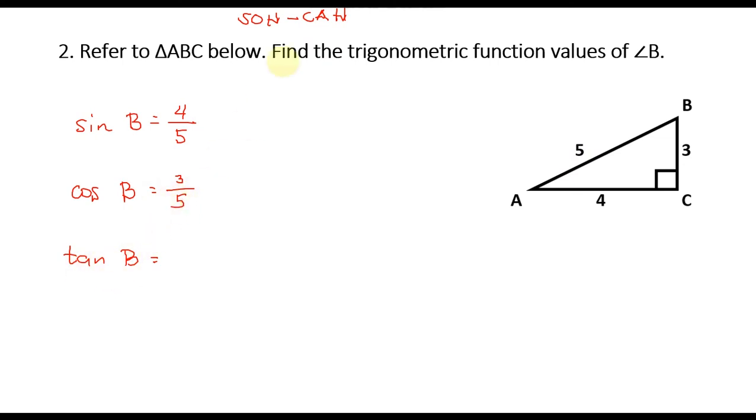Tangent B. For the last trigonometric function, we have TOA. Tangent equals opposite side over the adjacent side. So again, we're looking for angle B, or that is our reference angle. Opposite of angle B is 4. Over, the last letter is A, which is the adjacent side. Adjacent side of angle B is 3. That's it. You have now the trigonometric function values of angle B. Sine B equals 4 over 5, cosine B equals 3 over 5, and tangent B equals 4 over 3.